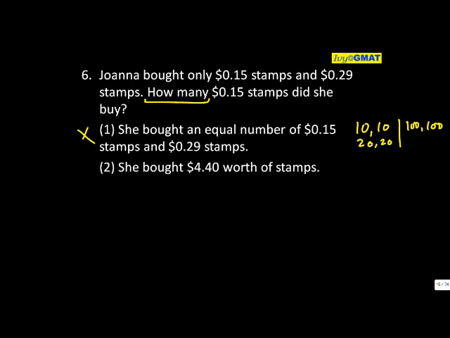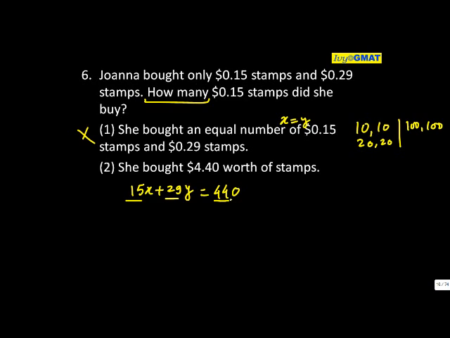If I look at the second statement, she bought 440 worth of stamps. If I write an equation, 15x plus 29y equal to 440, we are immediately tempted to use the first statement which says x is equal to y, and then you feel that okay, obviously on combining we get the answer. That's not the way DS should work. Let's try to see whether I can get the answer from this statement alone. Why are you given these numbers 15, 29, 440?